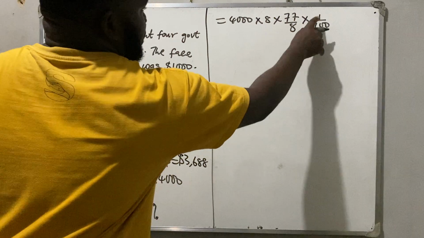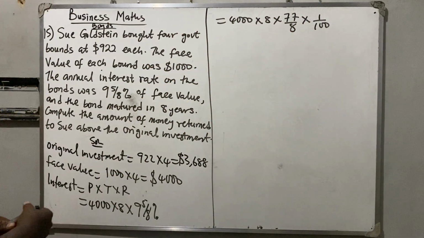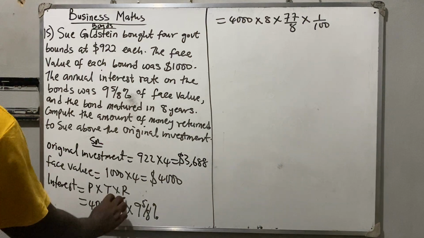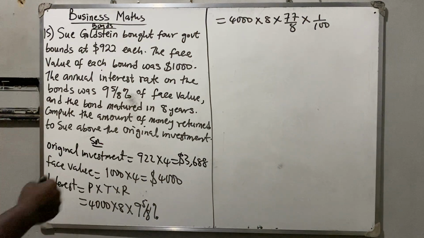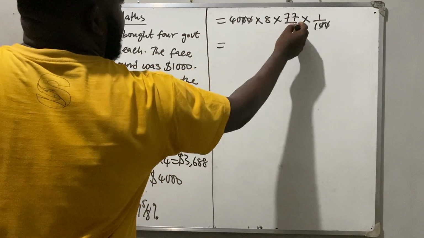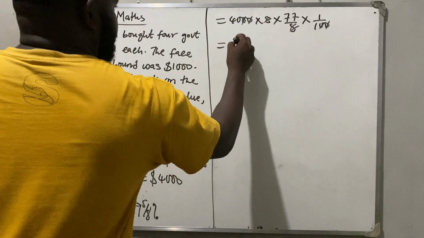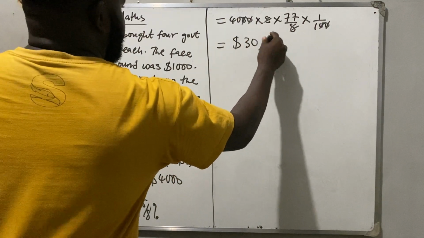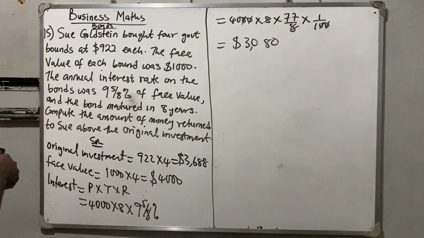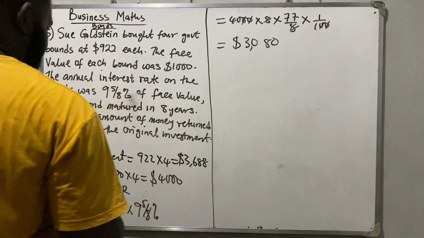Now, because of the percentage, it's supposed to be divided by 100. So that's why I'm going to put times 1 over 100. Or you can say P times T times R all over 100. So if you do that, this takes care of this, and this takes care of this, and 8 takes care of 8. I'm going to have 40 times 77. So I'm having $3,080.